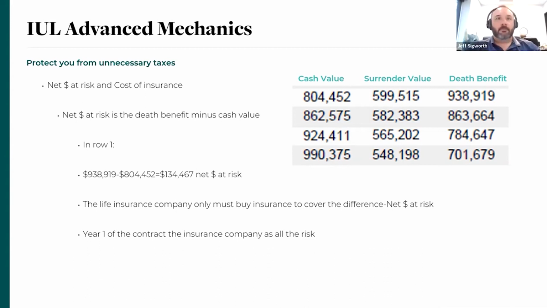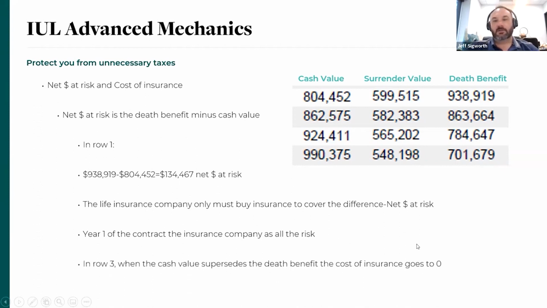Yep. Okay. And I'm going to give you this too, because this is basically the end. Now let me ask you guys this so you understand this. In year one, the insurance company has all the risk. When you start taking loans in the first year, the net death benefit, because I have loans out, they're only going to pay me this. The first year that the cash value supersedes the net death benefit, cost of insurance goes to zero.